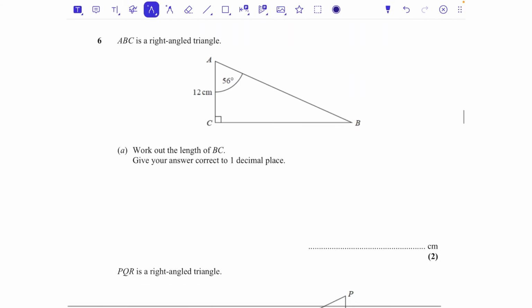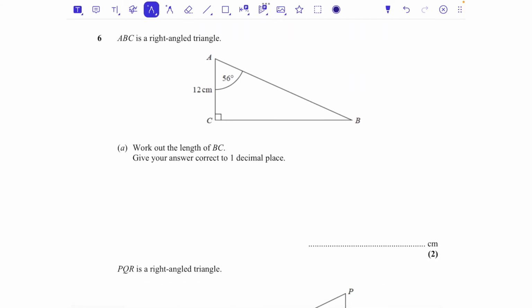Okay, question number 6. ABC is a right-angled triangle, and this is immediately giving me SOH CAH TOA vibes. It's a right-angled triangle. We've got an angle involved, and we're finding out a missing side here. So we want BC, which is this one over here. First thing we're going to do for SOH CAH TOA is to label our sides. So always, wherever the right angle is, here, you're going to go over, and that is your hypotenuse.